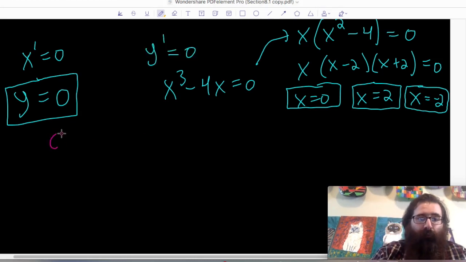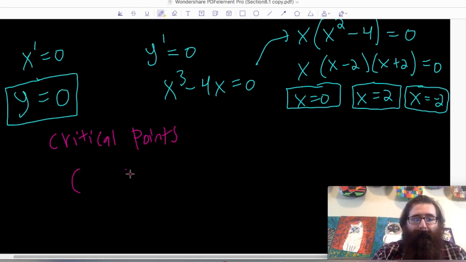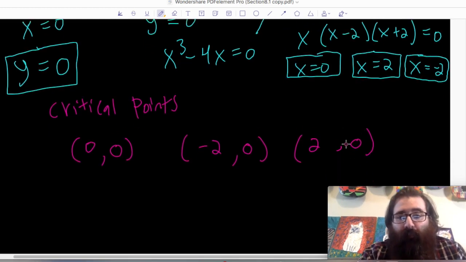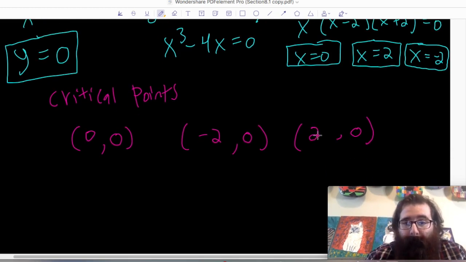So we have our critical points. And all of them with y is 0. But then the x values are going to change, right? So x could be 0 and y is 0, or x could be negative 2 and y is 0, or x could be positive 2 and y is 0. So we get these 3 critical points to consider.